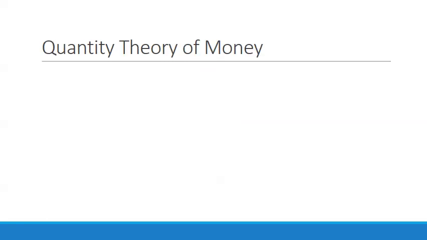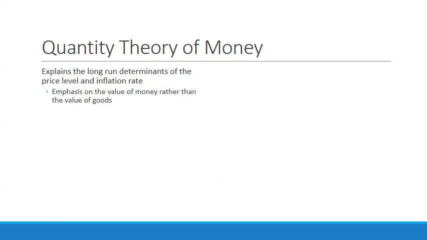So the quantity theory of money explains the long-run determinants of price level inflation rate. And there's an emphasis on the value of money rather than the value of goods. So in other words, the value of goods isn't changing.